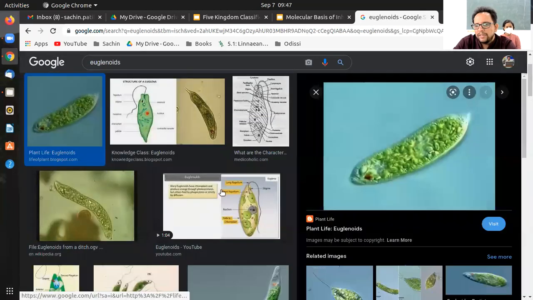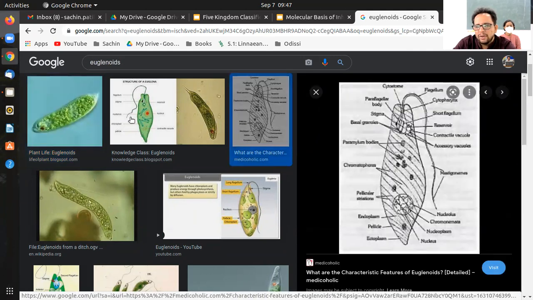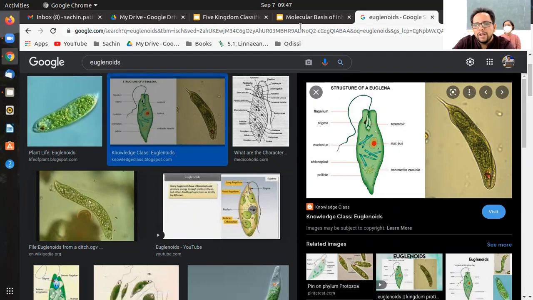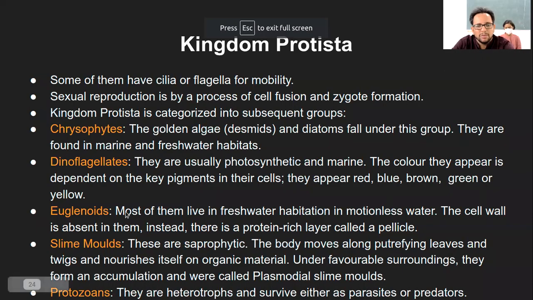So these euglenoids, you can see here very clearly, the outermost membrane is very transparent or jelly-like. That is the protein-rich layer, and this is the whole of the euglena body. You can see this is the structure of euglena. This is a flagella-like structure, which helps in the movement of this protist organism. So that is the euglenoid category. What you need to remember from all of this is one example of each category, and of course the names of the categories.